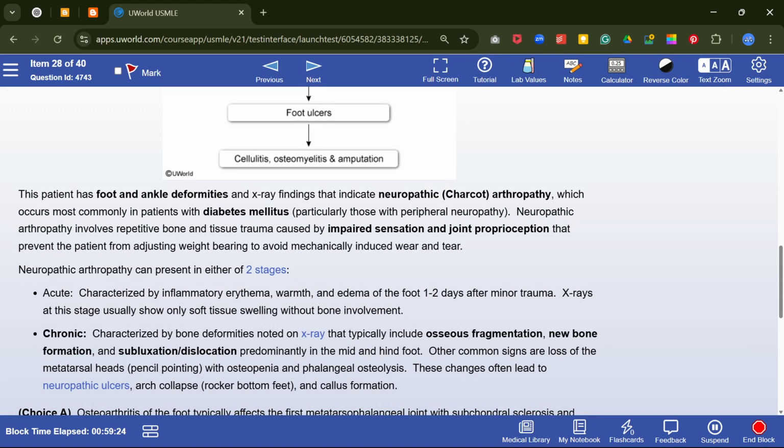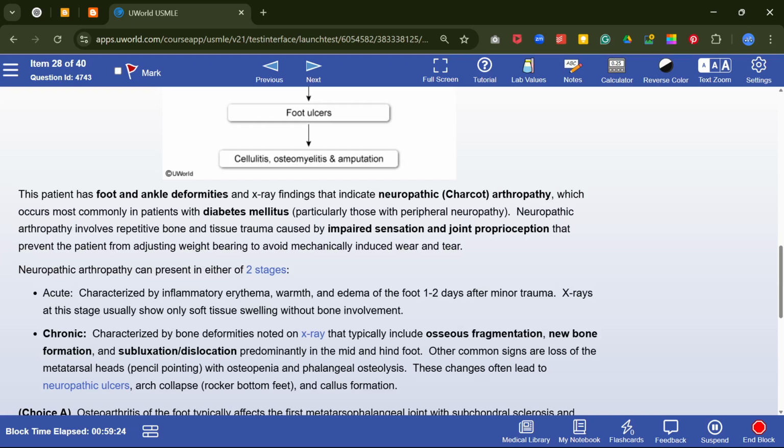Neuropathic arthropathy involves repeated bone and tissue trauma and is caused by impaired sensation and joint proprioception that prevent the patient from adjusting weight bearing to avoid mechanically induced wear and tear. Neuropathic arthropathy can present in either of two stages.